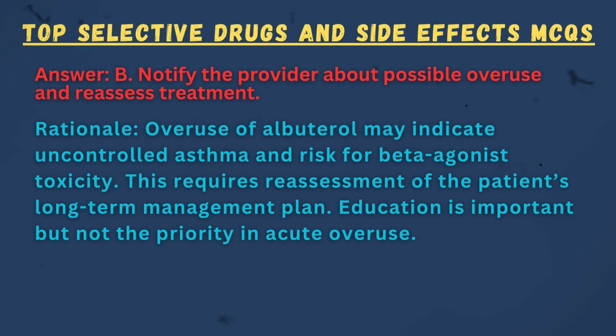Answer: B. Notify the provider about possible overuse and reassess treatment. Rationale: overuse of albuterol may indicate uncontrolled asthma and risk for beta-agonist toxicity. This requires reassessment of the patient's long-term management plan. Education is important, but not the priority in acute overuse.